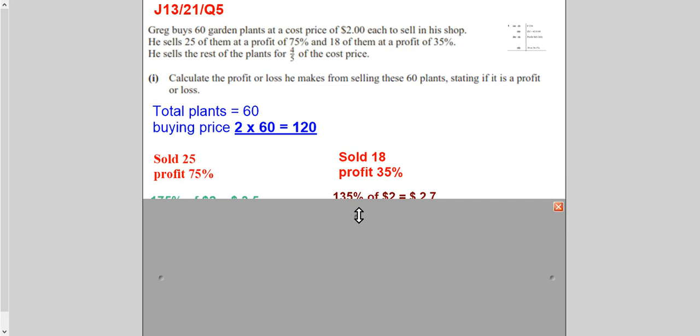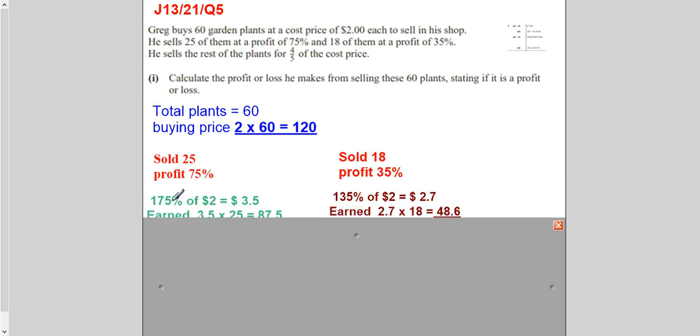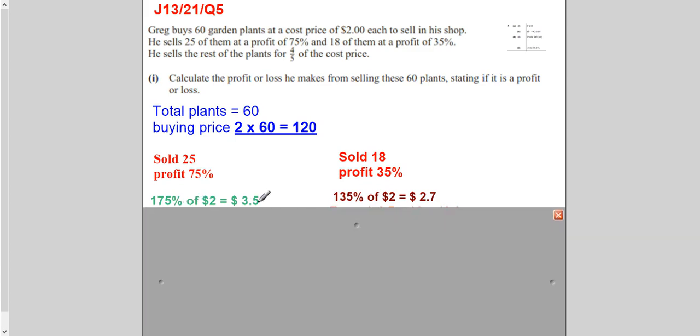And again, the same method we applied in the previous example. Because it is a profit, I will add in 100%. So 100 plus 75 is 175%. So 175% of $2 is 3.5. Now, the important thing here is, I know the plants he's selling, but at what price? It is written here 75%. So I have to calculate what is the meaning of that 75%. I can't multiply by this $2. At this price, he bought it.